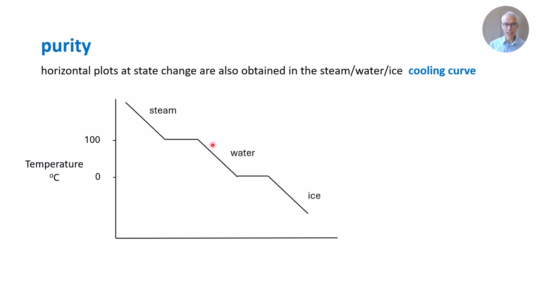So steam condenses into water at its boiling point, 100. We also get a second horizontal plot as the liquid water forms solid ice, it freezes. That happens at the melting point. If it is exactly 0 Celsius, that again indicates that the substance is pure water.